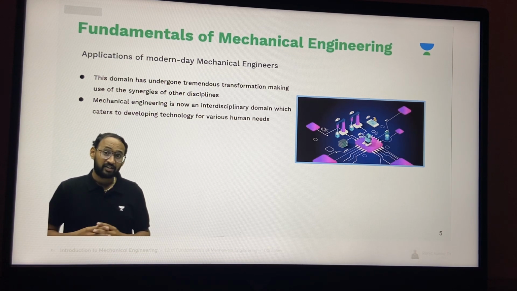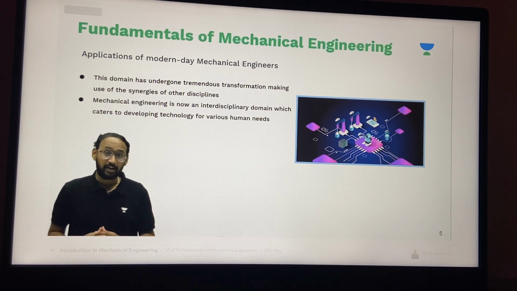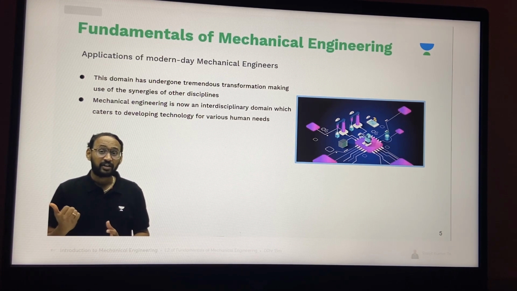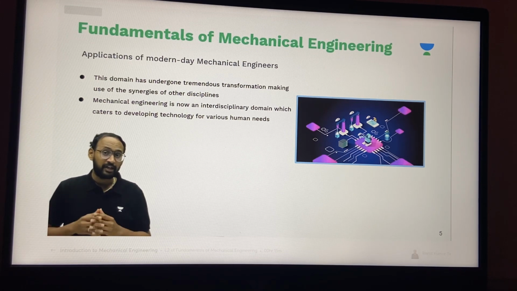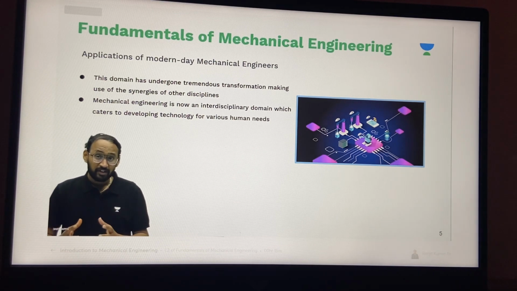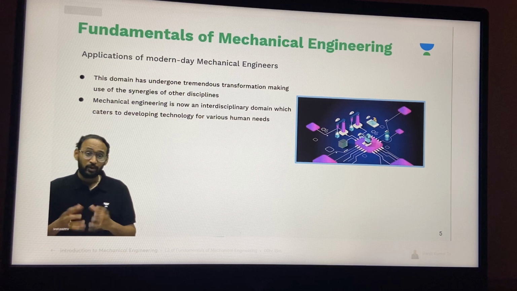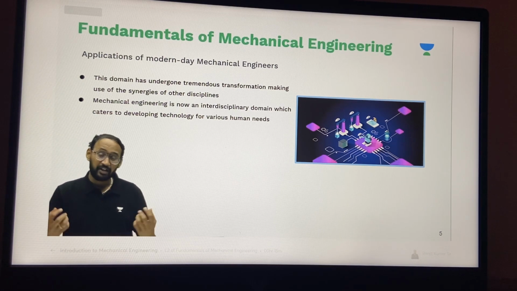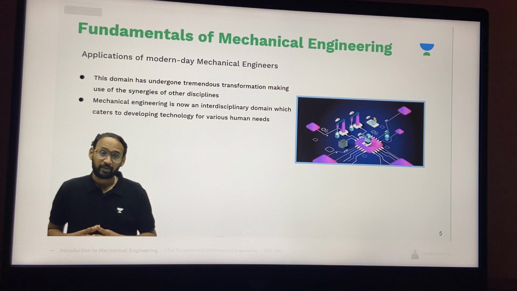But modern-day mechanical engineers have a new sort of gameplay. They have to work in tandem with other mechanical engineers as well as multidisciplinary teams. Those multidisciplinary teams could be electrical engineers, electronics engineers, computer science engineers, or of late, artificial intelligence or machine learning engineers. This new way of working is very important for mechanical engineers to extract the synergies with these interdisciplinary teams for the success of the product.